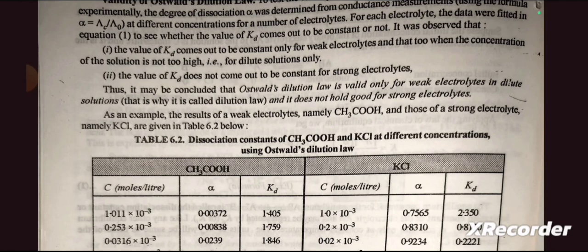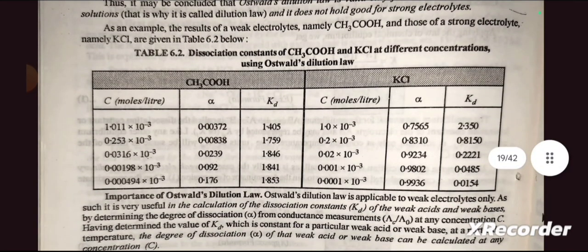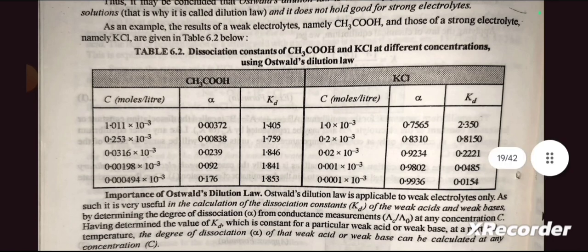As an example, the results for a weak electrolyte, namely CH3COOH, and those for a strong electrolyte, namely KCl, are given in Table 6.2 below. Table 6.2: dissociation constants of CH3COOH and KCl at different concentrations using Ostwald dilution law.